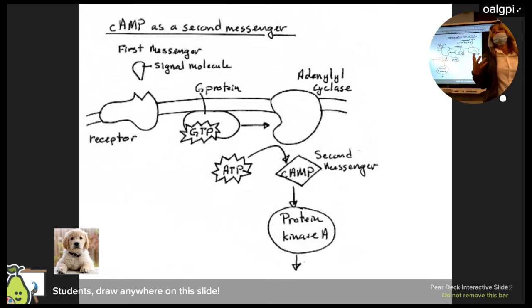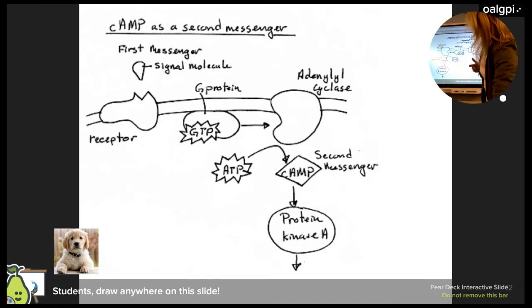But we also saw other second messengers, like calcium being a second messenger, right? That was something that was kind of universal. And so this initial communication, because this is all underneath the umbrella of cell communication, that initial signal, that initial message never actually goes into the cell, but it does have an impact on what goes on inside that cell.